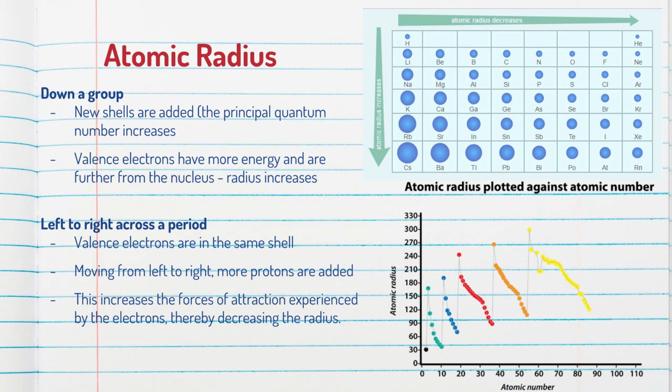So down a group, shells are added and the principal quantum number increases. Valence electrons have more energy and are farther from the nucleus, and the radius increases. When we go left to right, valence electrons are in the same shell, and more protons are added, increasing the force of attraction experienced, thus decreasing the radius.